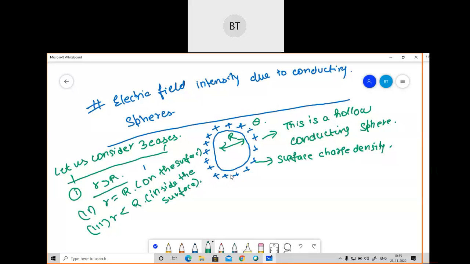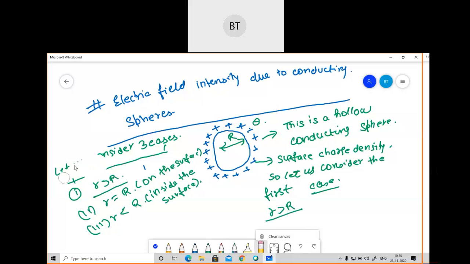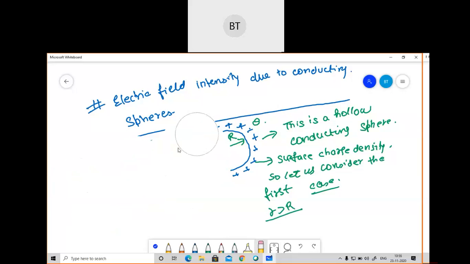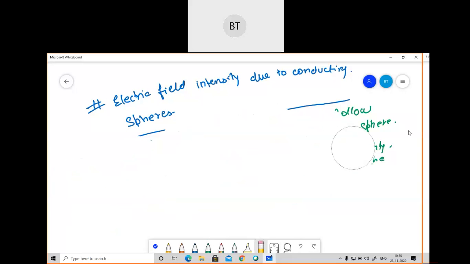So let us consider the first case. Our first case will be when r is greater than R. In this, I'm assuming two concentric surfaces here, and the small r should be greater than R. So let me make this figure here in a clear way, so then things will be more clear to you. Let me write it here.